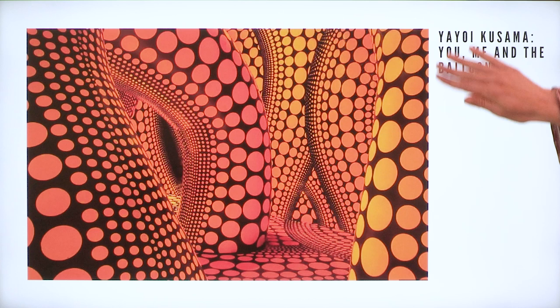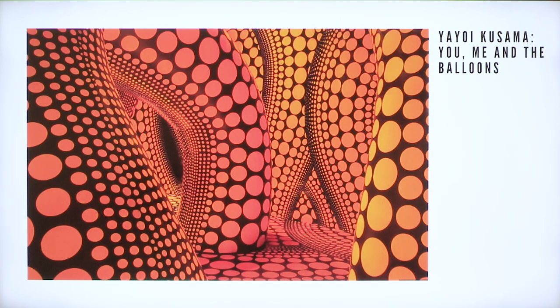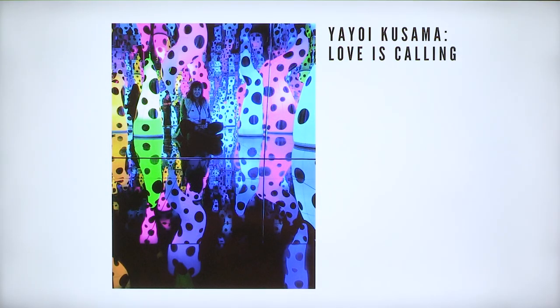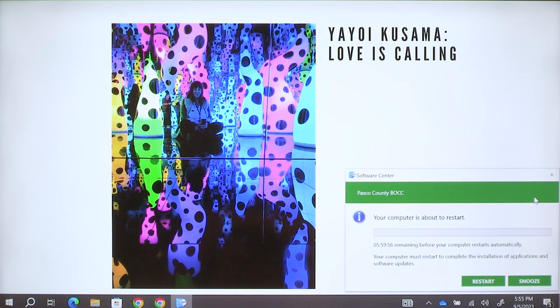So the pattern that repeats here is the polka dots, and the rhythm is created by the movement of the tentacles, let's call them. This is when she exhibited at the Tampa Art Museum, and that's me sitting down on the floor. Love is Calling was the exhibit's name.